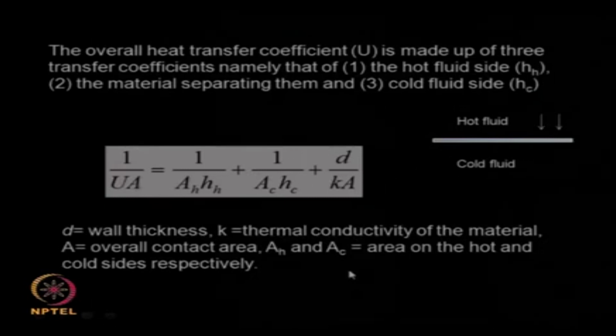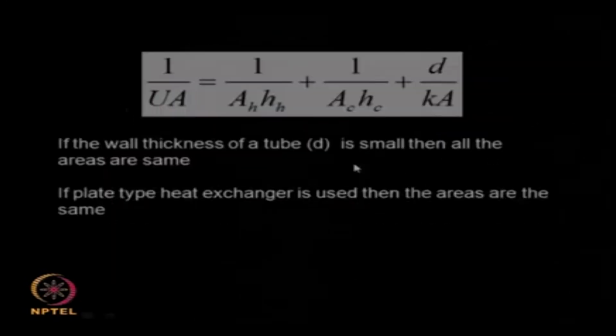Okay. Look here, this A is same as this A. Now you can have these two areas almost same, or you can have very small d. So many possibilities are there depending upon the geometry of the heat transfer that is taking place. So if the diameter of the tube is very small, we can neglect this term.